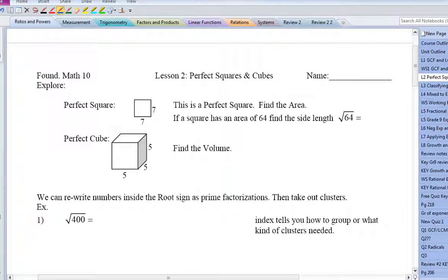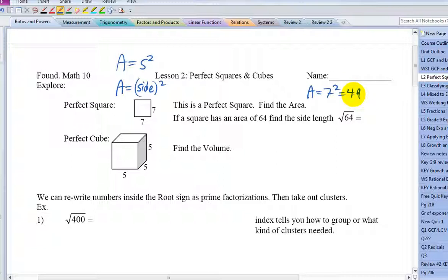Okay, here we go. Perfect squares, perfect cubes. So the idea here of perfect squares, 7 times 7, is the area. So the area is side squared. And usually you write that as s squared, but I wrote the word side, so you know that's s and not a 5. So for our question, the area would be 7 squared, which equals 49.